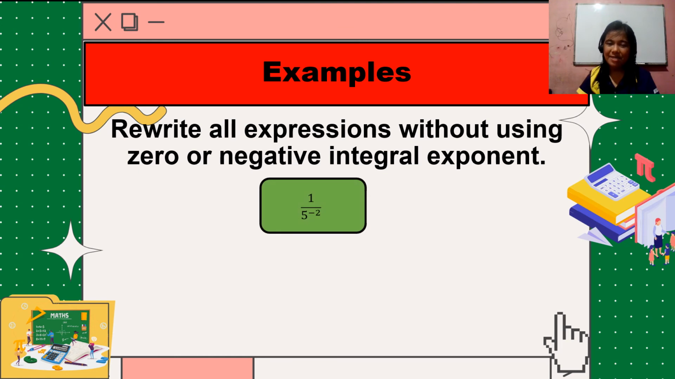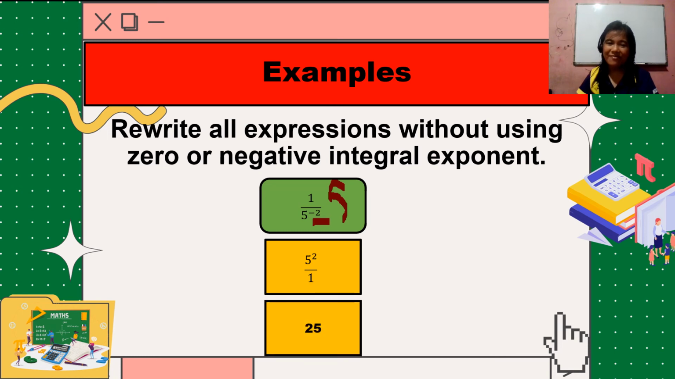Isa pang example. So, eto. Nasa baba si 5, pero raised to negative 2. So, ilipat natin siya sa taas. Magiging positive 2 na yan. Pero, si 1 nasa baba. Yun, 5 squared over 1. 5 squared. 25. Yun.